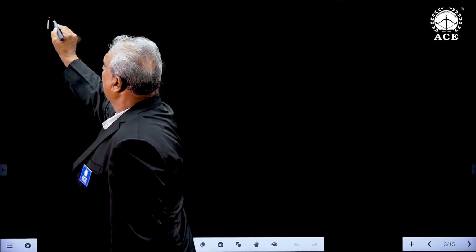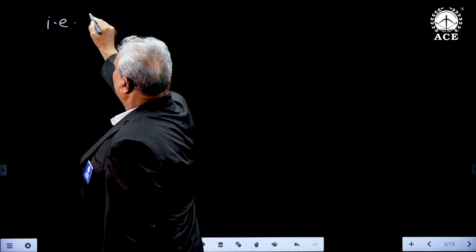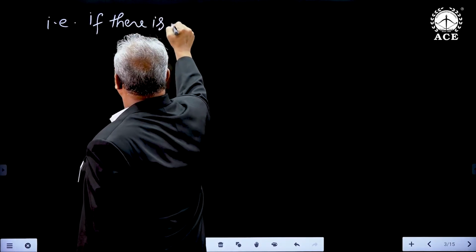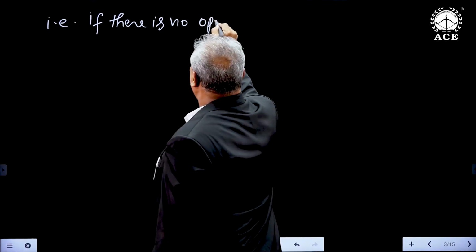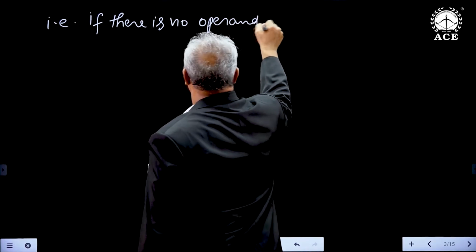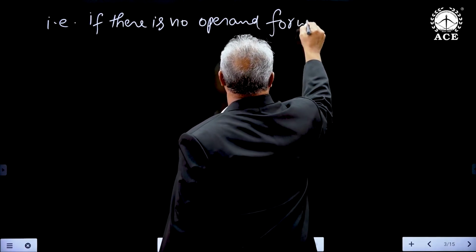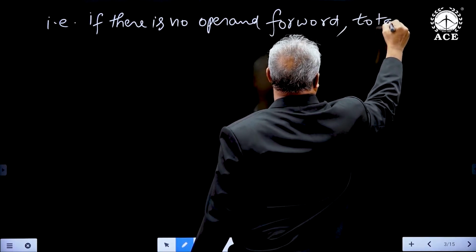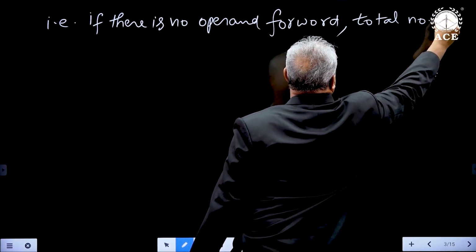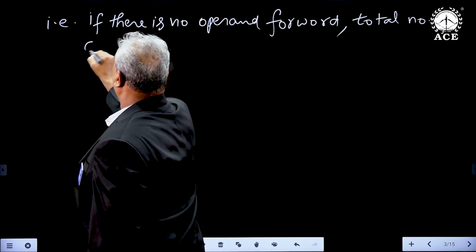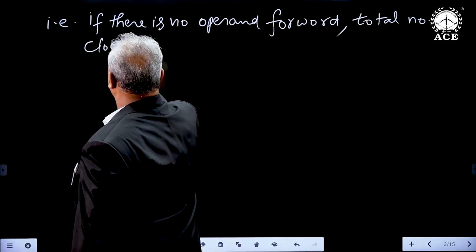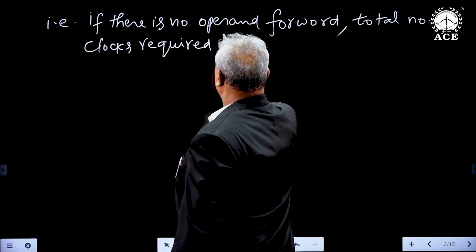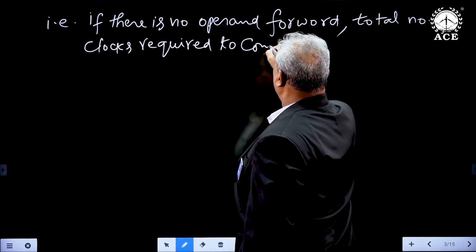That is, if there is no operand forward, the total number of clocks required to complete the program.